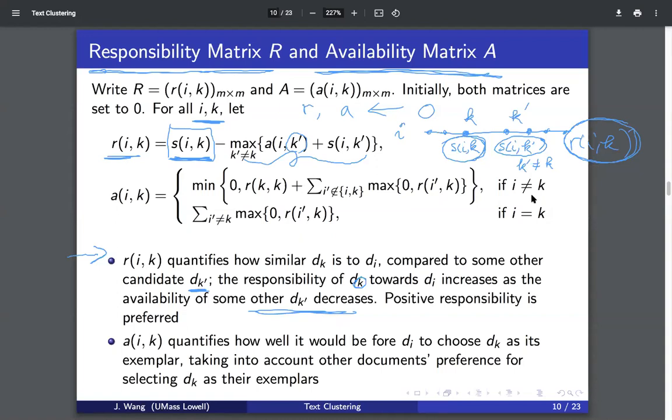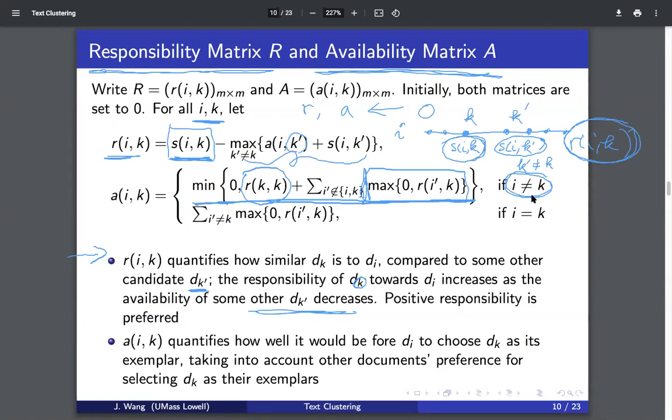At the beginning, availability is set to zero. Next we're going to update this availability. Now look at this when I is not equal to K: how do I set the availability? The value is the minimum of, first of all, R_KK, which at the beginning we know is a negative value. And then you look at the maximum of, here, all the R values, because we can compute this R value.